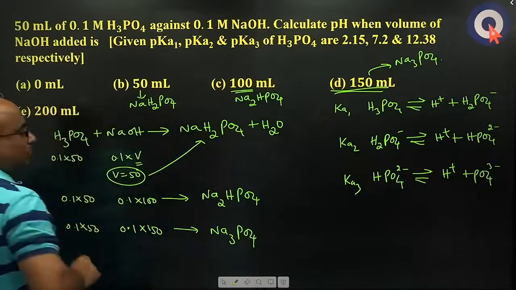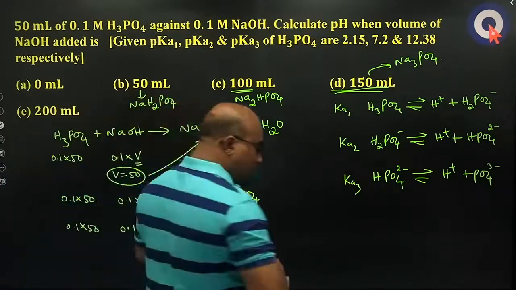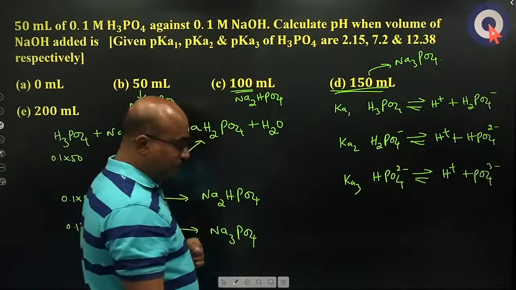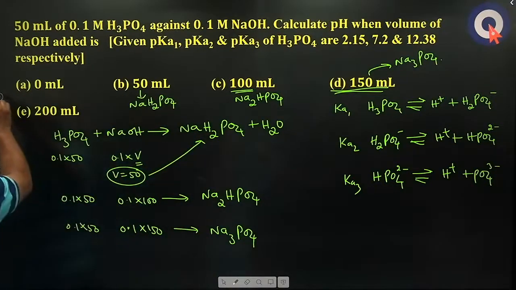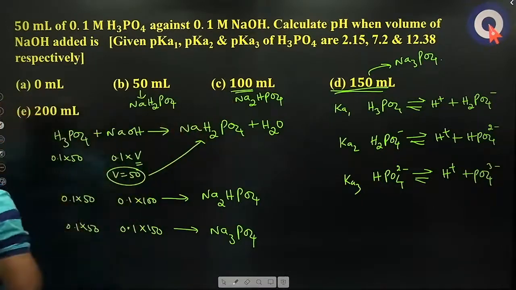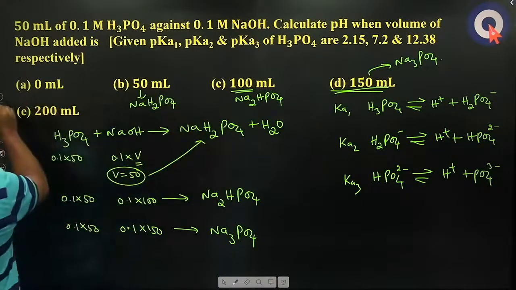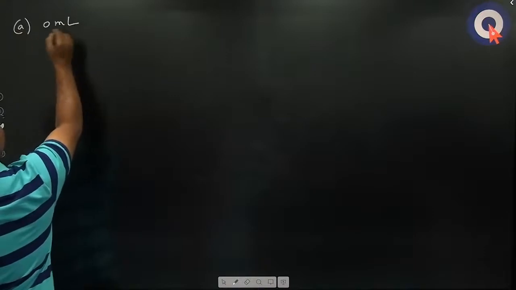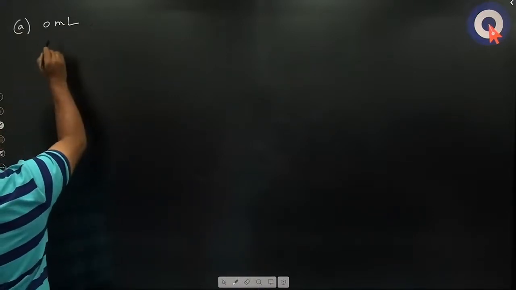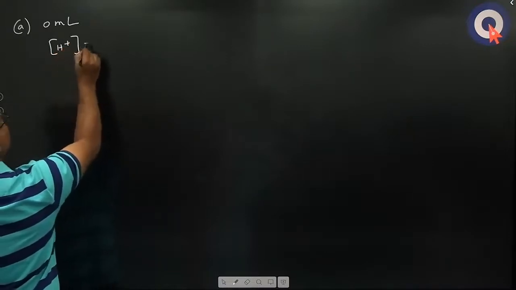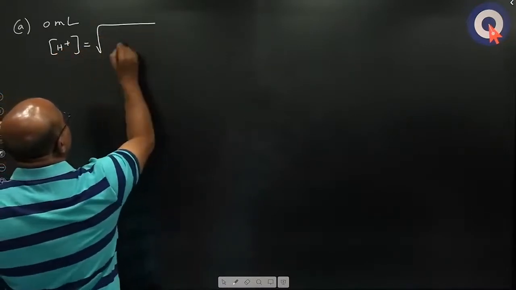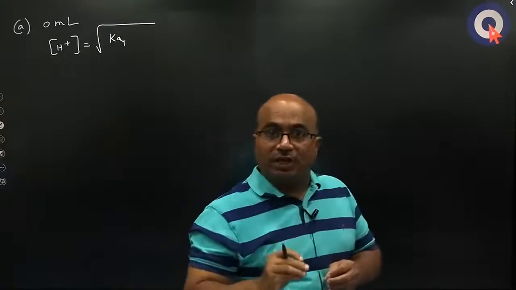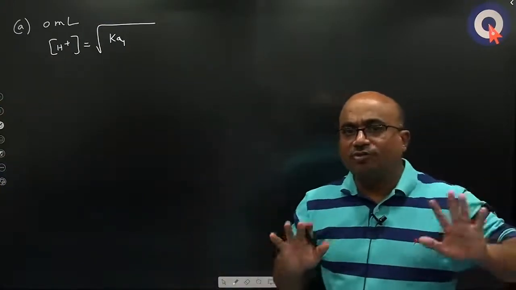So what is the initial pH? For any weak acid, there is a simple condition to directly give its pH. Let us say the first condition A, at 0 ml addition, only H3PO4 is there. What is the H plus concentration in this situation for a weak acid of concentration C? We can directly use a simple relation, the square root of Ka1 times C, because the H plus coming from only the first dissociation will be affecting it. So these are the approximated values we are trying to measure.